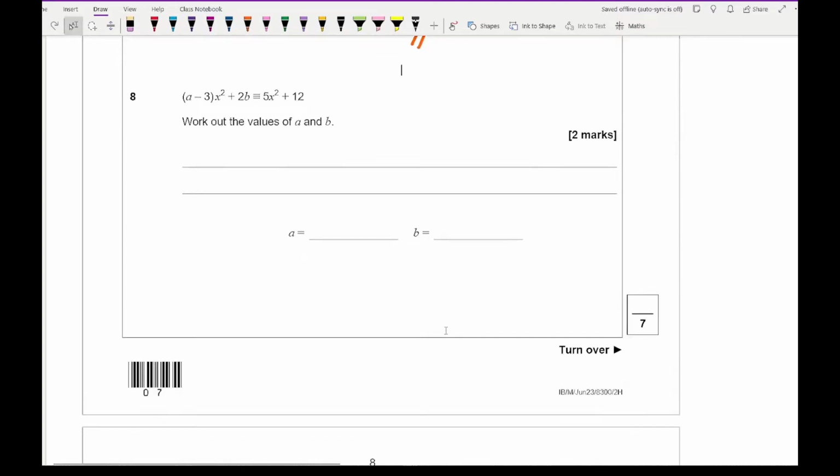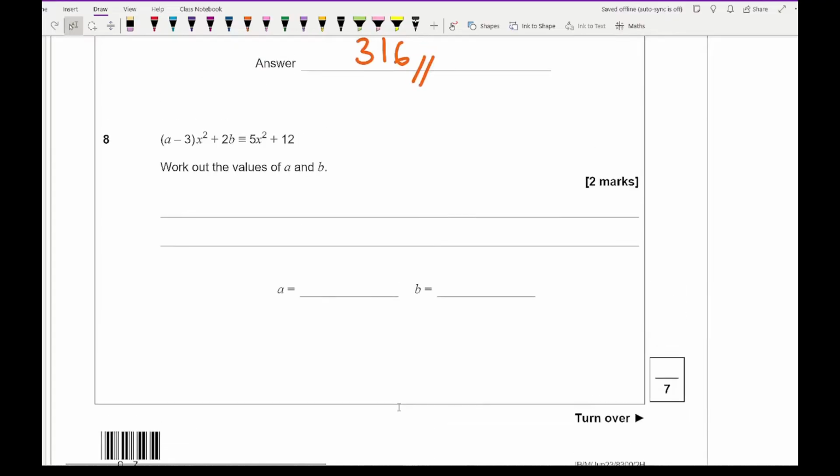For question 8, it says work out the values of a and b. So here we're comparing coefficients. So let me just zoom in so you can see it a little bit clearer on the screen. So here what we're going to do is expand the left hand side. So here I'm going to end up with ax squared minus 3x squared plus 2b equals 5x squared plus 12.